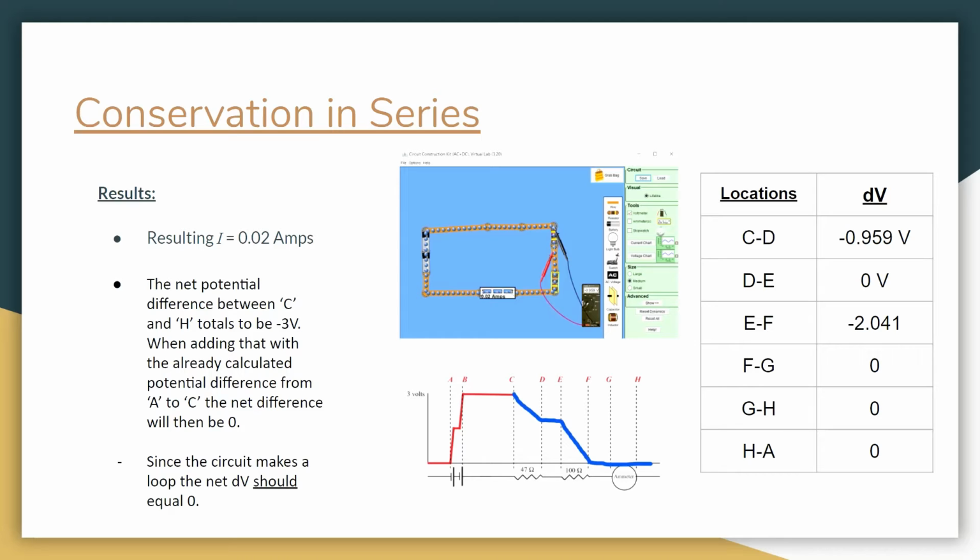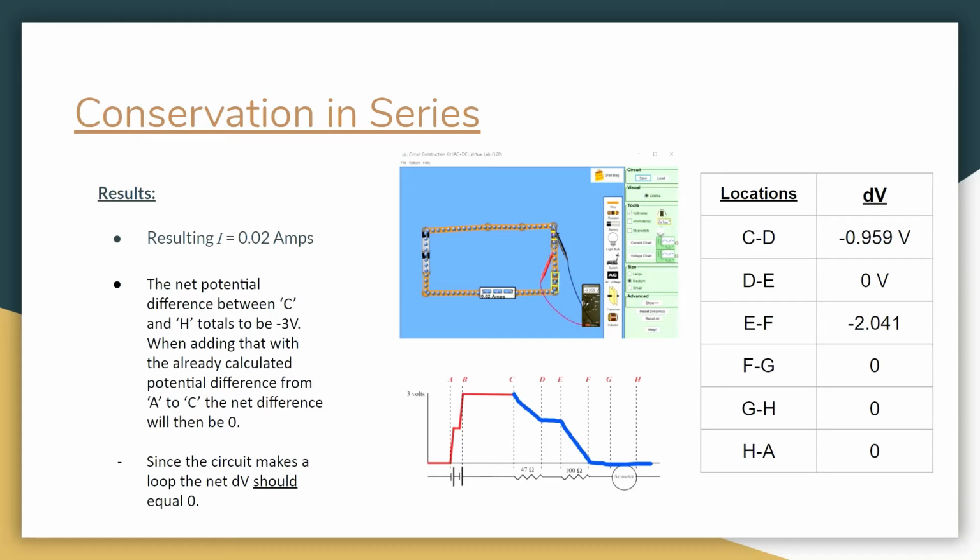So for instance, C to D was -0.959 volts, D to E was 0, E to F was -2.041 volts, F to G was 0, G to H was 0, and H to A was 0 as well. Here we're able to use the loop rule for potential difference. They already give us a graph of the potential difference at certain locations within the circuit.